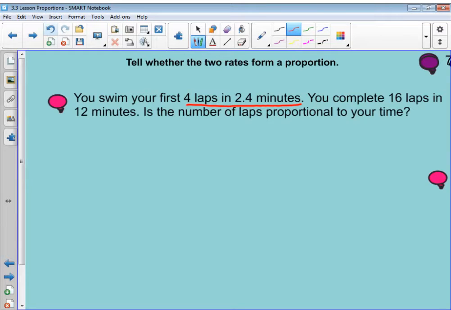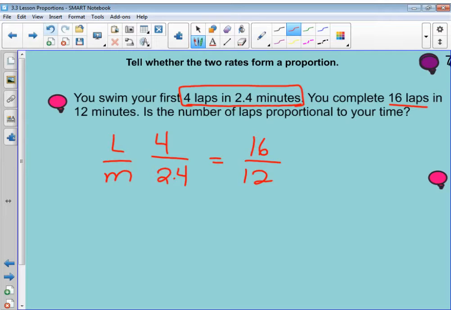So here, I'm going to go ahead, number of laps proportional to your time. So if I go through and set it up as proportions, it's not going to matter the order, but whatever order I choose in the beginning, I need to then do the same in my second setup. So if I did laps per minute, 4 laps over minutes, so 2.4 minutes. And then that means that in my second proportion, I need to do my laps first, 16 in 12 minutes. Okay, just making sure that you're matching your laps in the same level and your minutes in the same level.